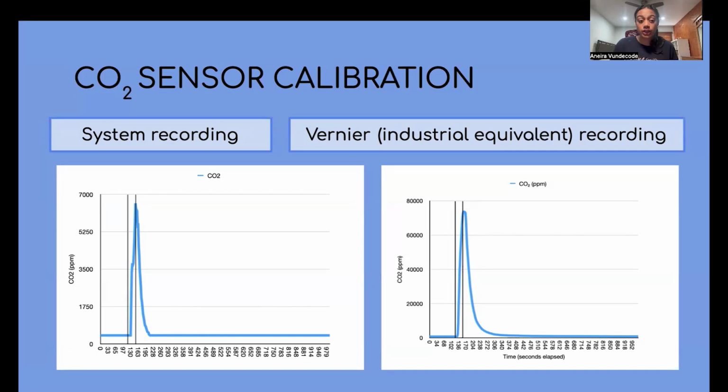an industrial standard Vernier gas sensor, as we can see on the right. Where we see the two black lines, I induced a CO2 reaction of baking soda and vinegar and removed that reaction respectively. And as we can see from both sensors, there is a cohesive increase and decrease in both sensors, proving that the setup is able to properly pick up these changes in the relative CO2 in the environment.